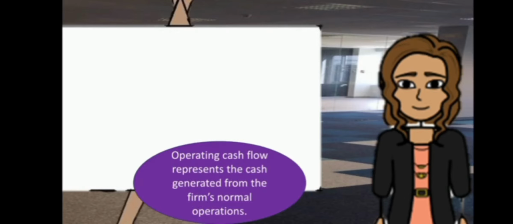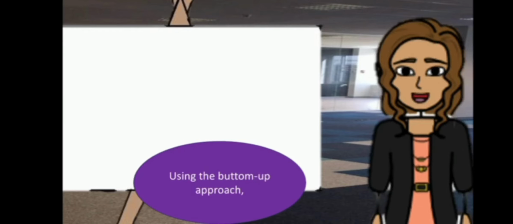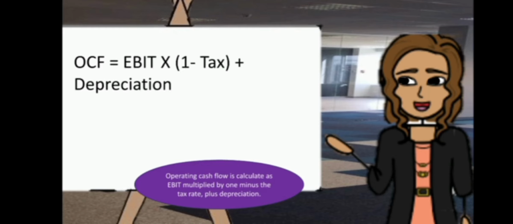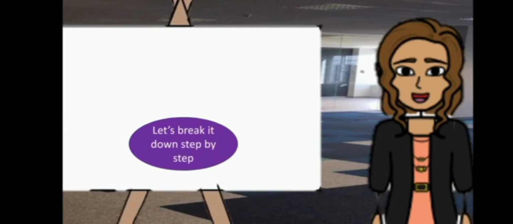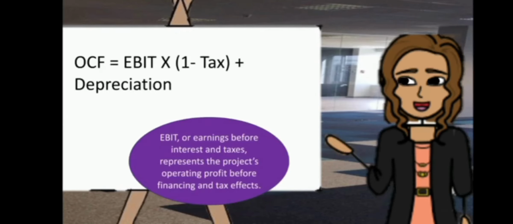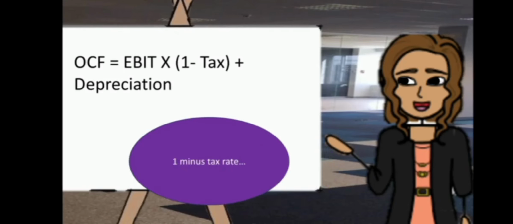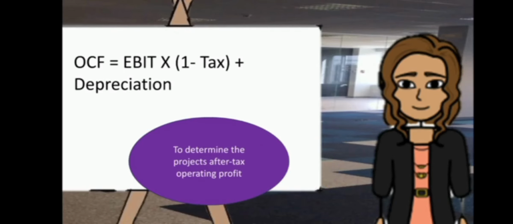Operating cash flow represents the cash generated from the firm's normal operations. Using the bottom-up approach, operating cash flow is calculated as EBIT multiplied by (1 minus the tax rate), plus depreciation. Let's break it down step by step. EBIT, or earnings before interest and taxes, represents the project's operating profit before financing and tax effects. We then multiply EBIT by 1 minus the tax rate to determine the project's after-tax operating profit.